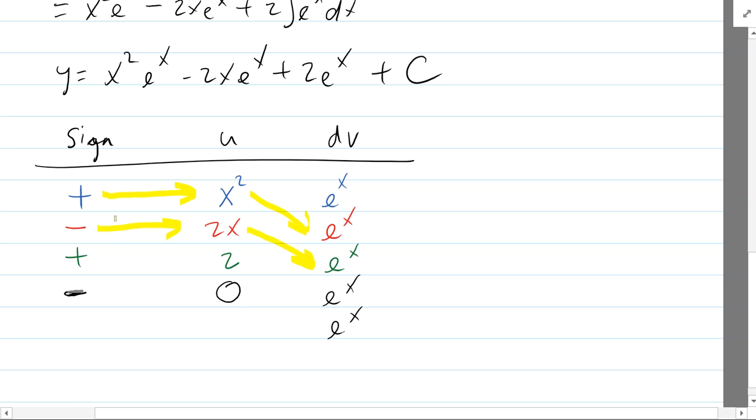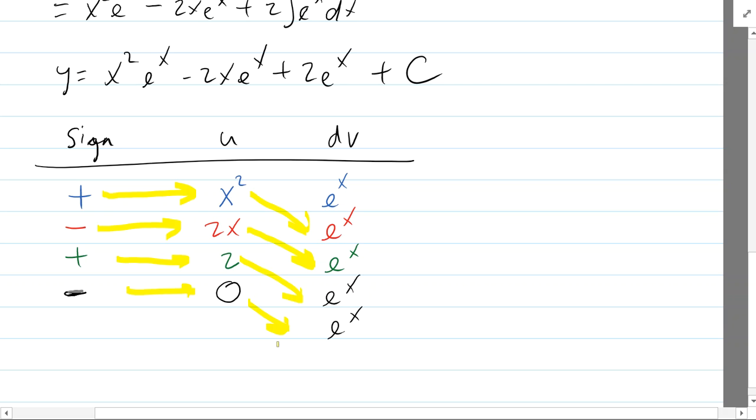Look at that first row. Is that the first term? X squared e to the x. Look at the second one. Minus 2x e to the x. OMG, guess what? We're going to keep going. If we go across, do you see that it's 2 e to the x? If I do it again, do I just get 0 and I get to stop?